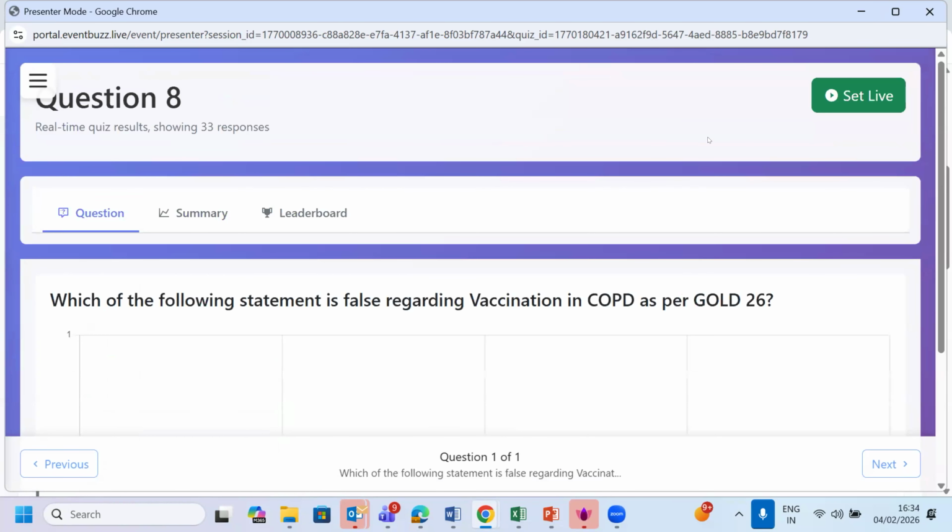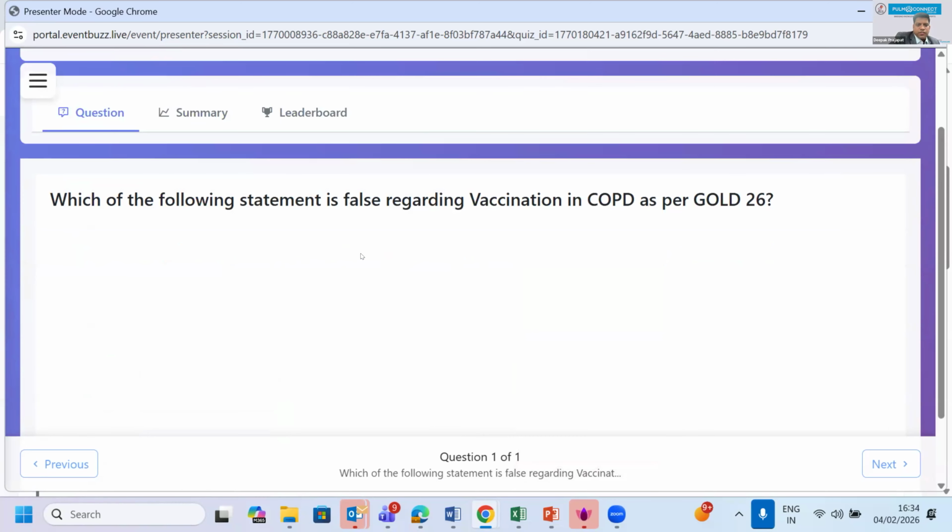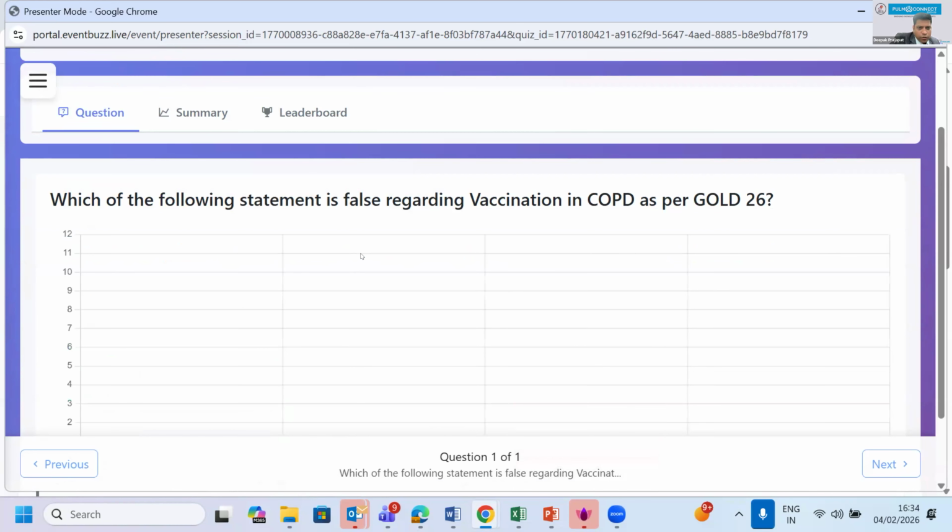Okay, sir. So we are moving to the next question. Which of the following statements is false regarding the vaccination in COPD as per GOLD 26? And our options are... can you move the slide a little up? I'm not able to see the options.